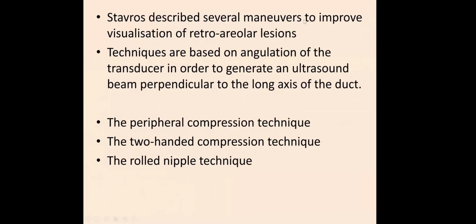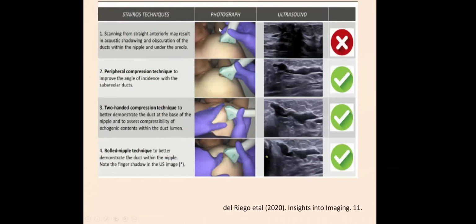Stavros has described several maneuvers to improve visualization of retroareolar lesions. These techniques are mainly based on angulation of the transducer in order to generate an ultrasound beam perpendicular to the long axis of the duct. These are the three techniques described by Stavros. Let's see each one of them. In the first image, you can see the probe is put directly flat on the nipple region, and you get lots of shadowing in the retroareolar region.